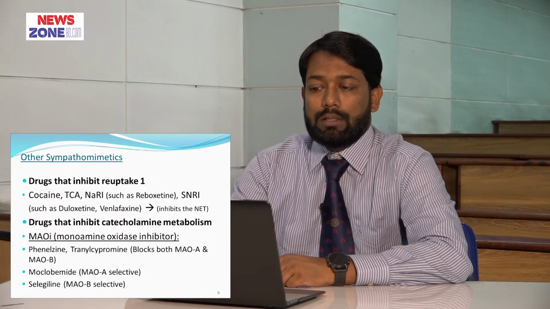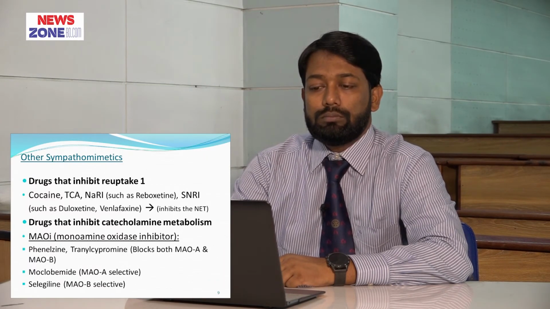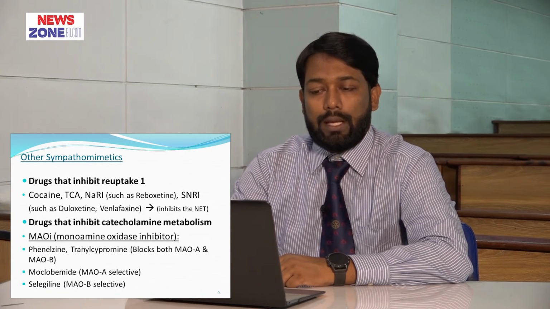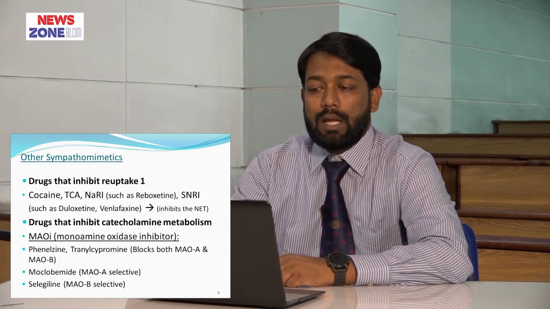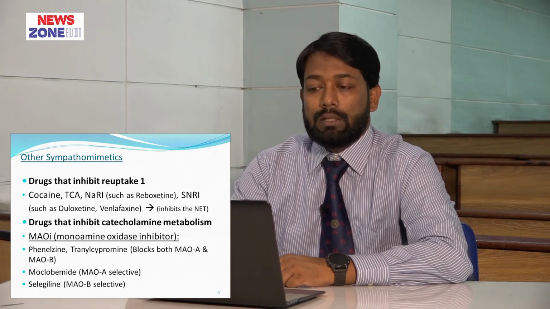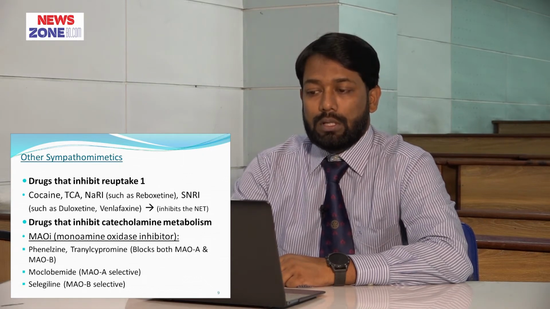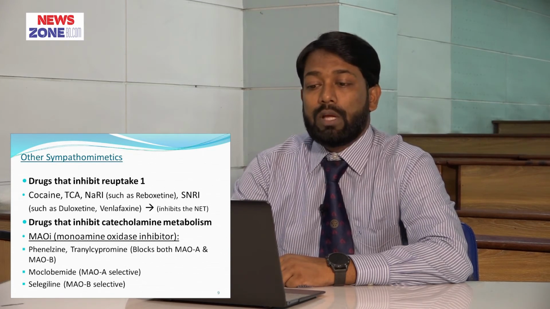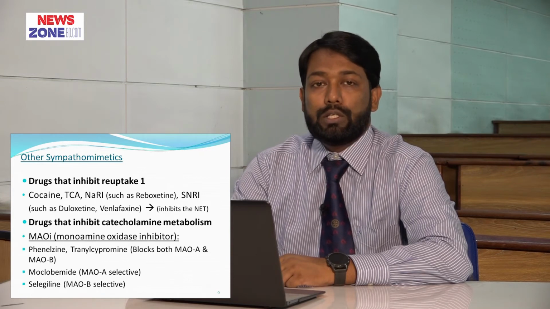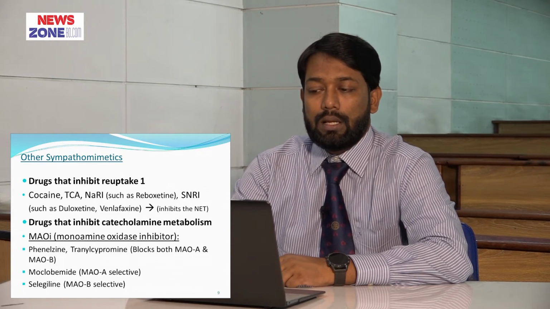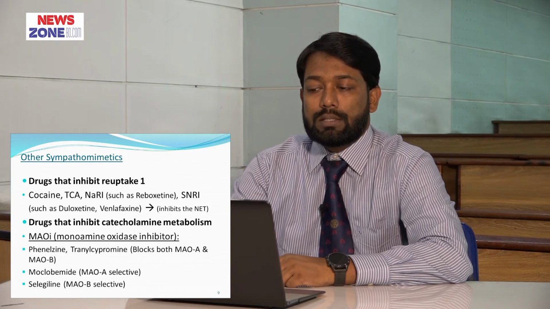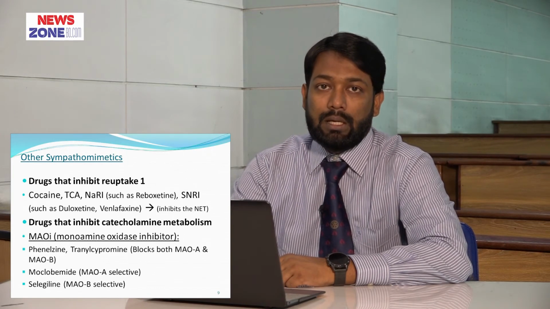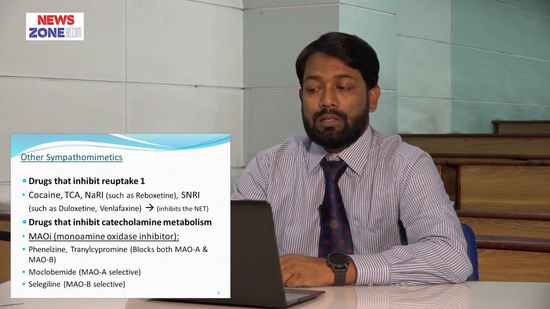Other sympathomimetic drugs comprise drugs that inhibit the reuptake 1, such as cocaine, tricyclic antidepressants, and noradrenaline reuptake inhibitors such as reboxetine, and serotonin norepinephrine reuptake inhibitors such as duloxetine and venlafaxine. These drugs all act by inhibiting the NET transporter.